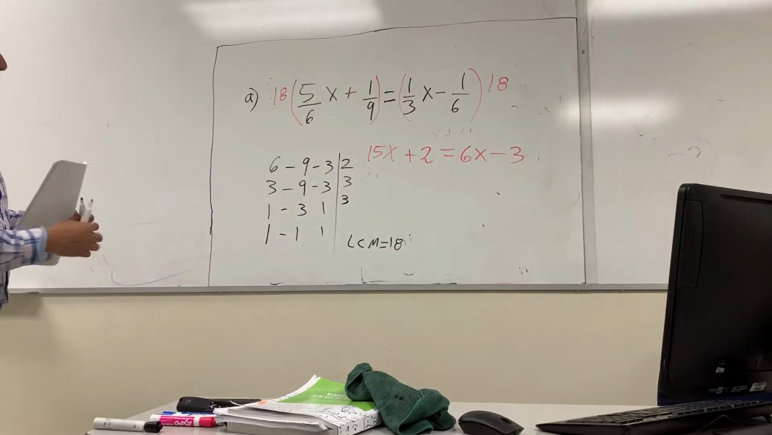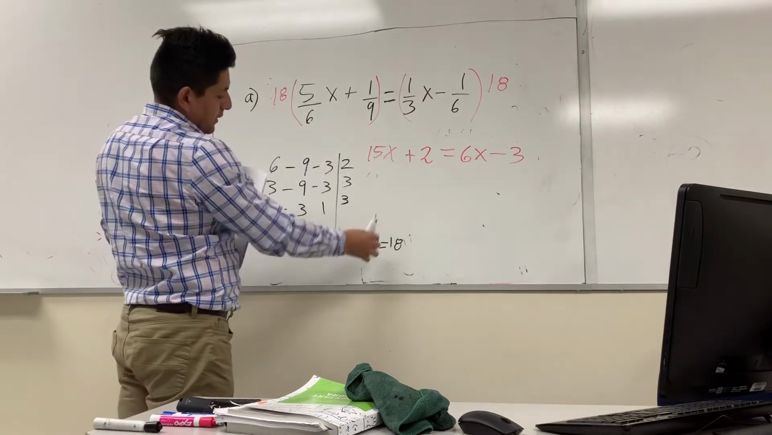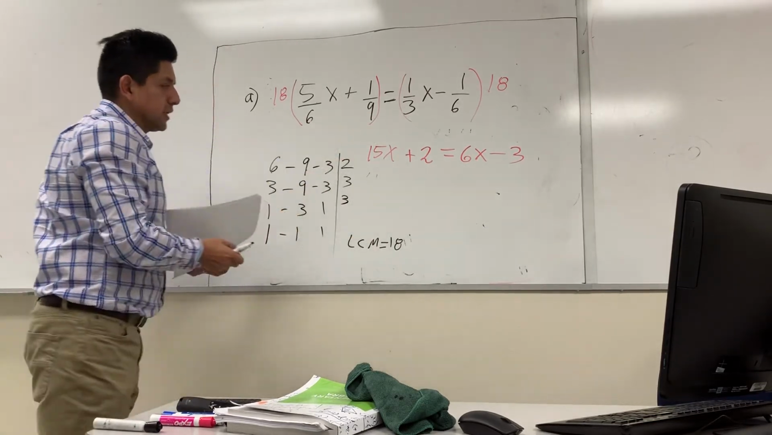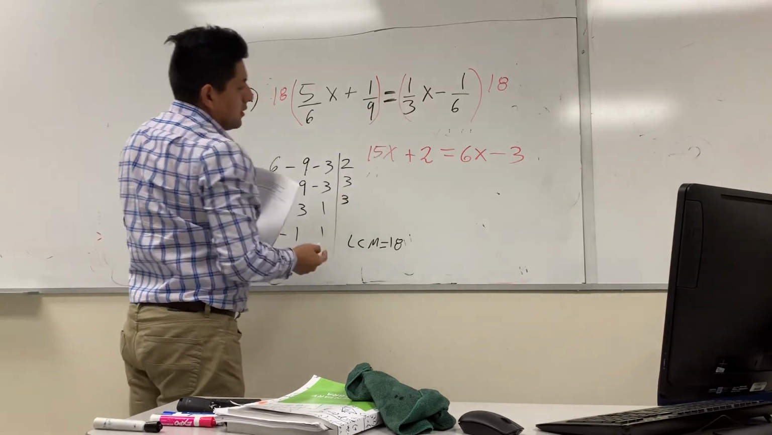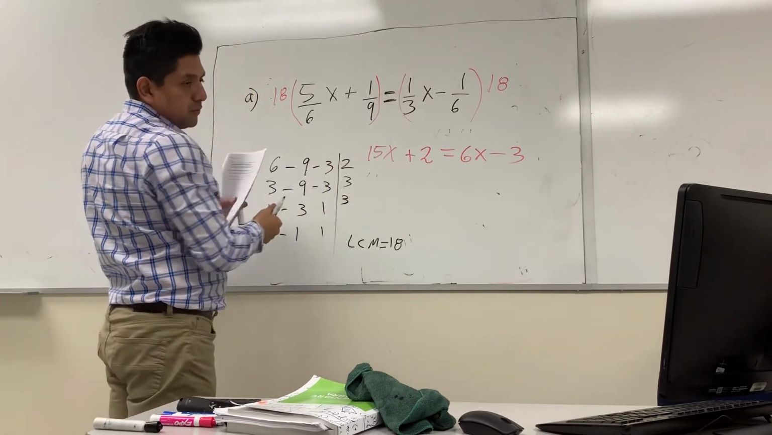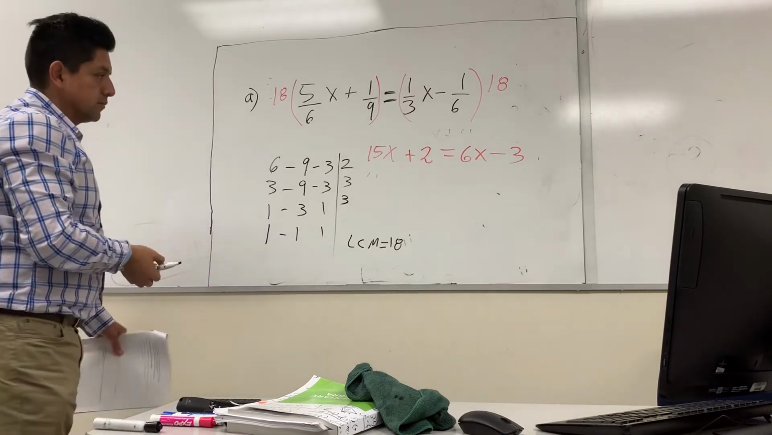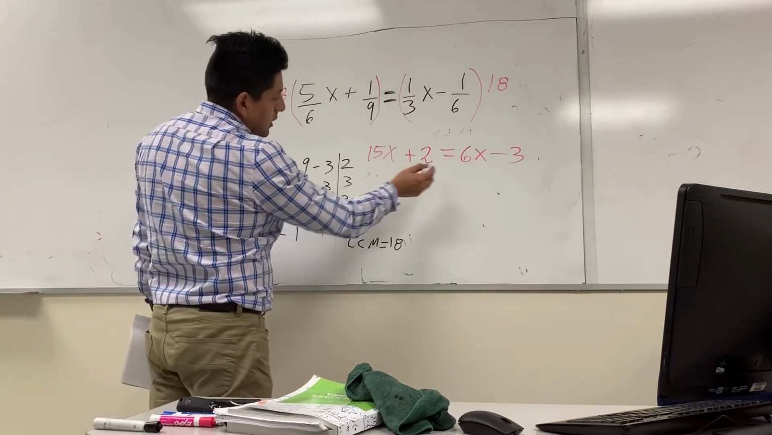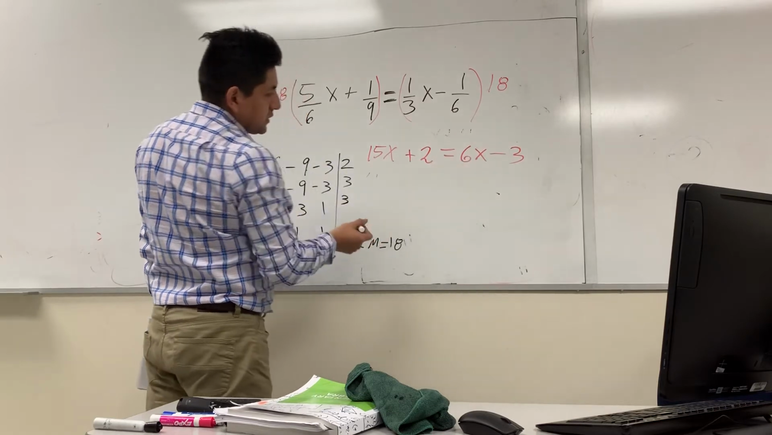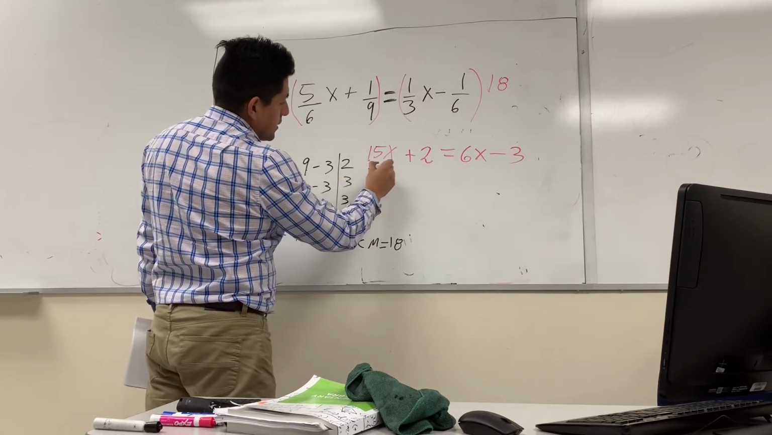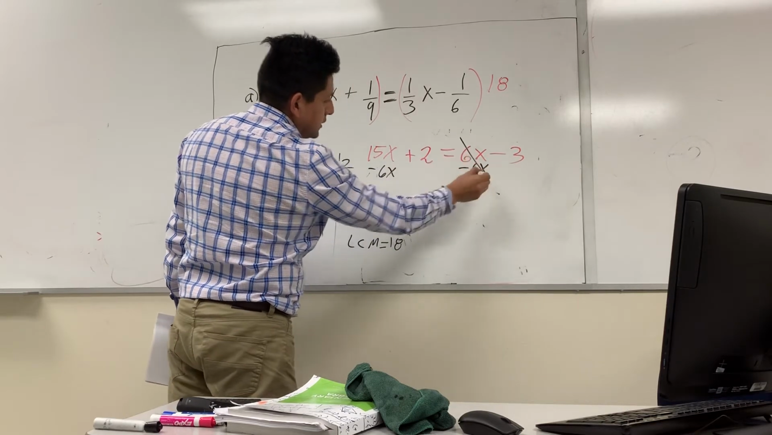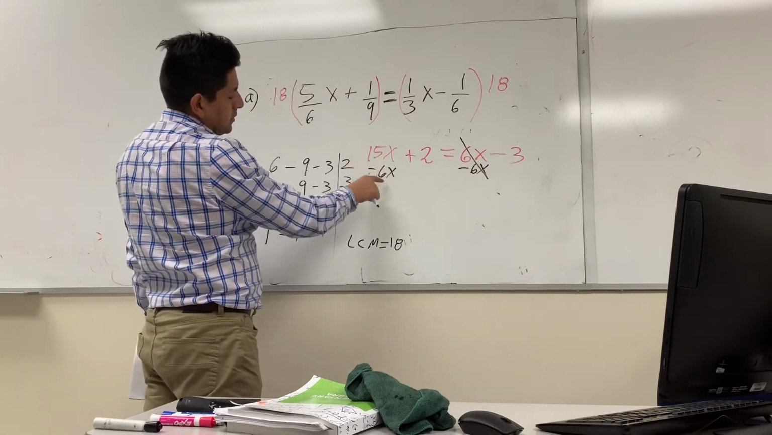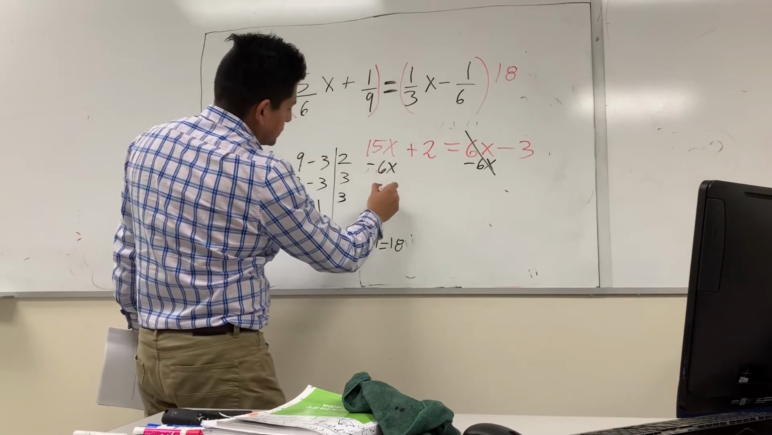So notice how multiplying everything by LCM, it clears all the denominators. And we can do that because we have an equality. So now we're back with a simple equation. So we can subtract 6x on both sides. This cancels out and I get 9x right here.